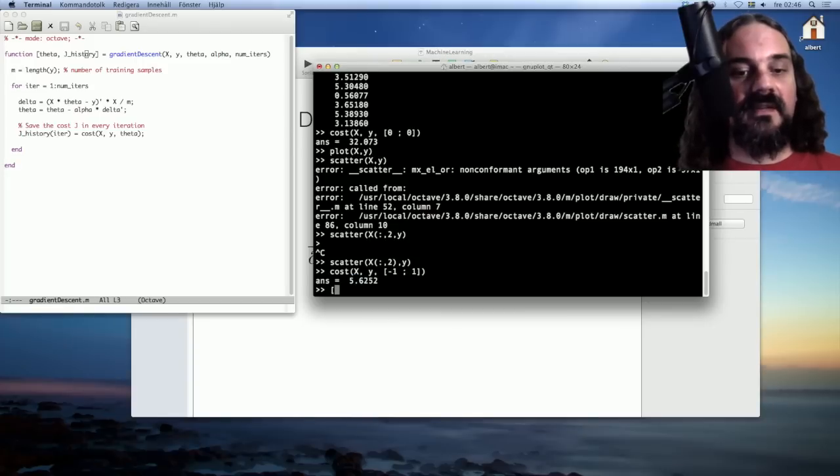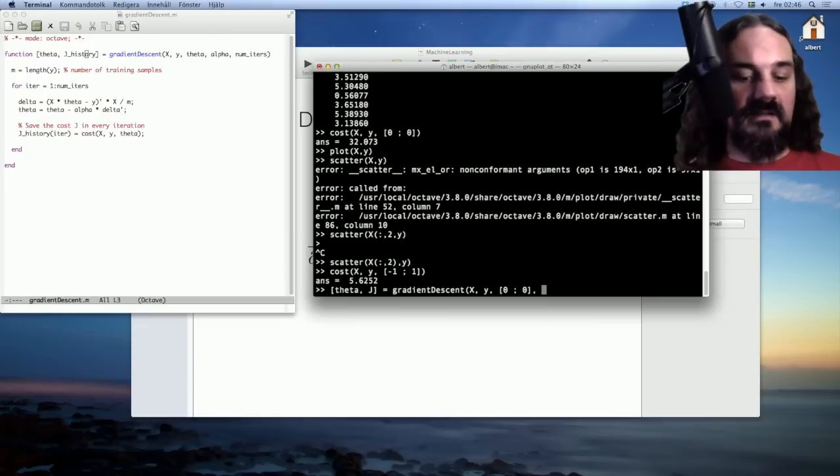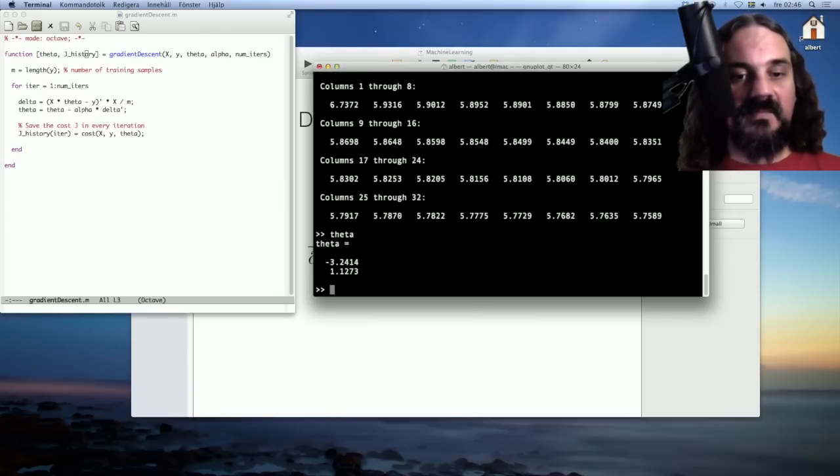All right, let's call it, let's say theta and j equals gradient descent x, y, initial guess for theta, let's set that to 0, 0. And alpha, let's set to a small alpha, 0.001. And let's set it to like 1,000 iterations. And it finds theta -3 and the slope 1.1, okay?